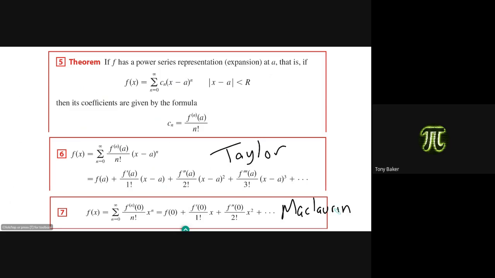And that's McLaren. What's the only difference between Taylor's and McLaren's? Or what's the big difference? Yeah. So McLaren figured out that if you plug in 0 for A, so instead of it being centered at some arbitrary number, if we center it at 0, it simplifies most of the stuff and still gives us a good approximation of our functions.